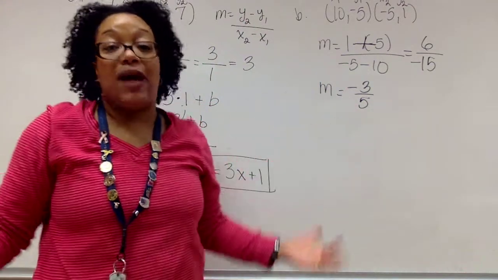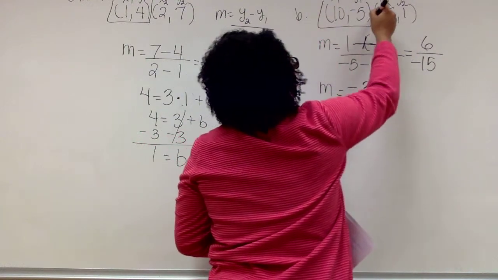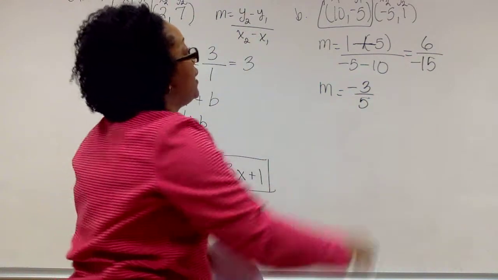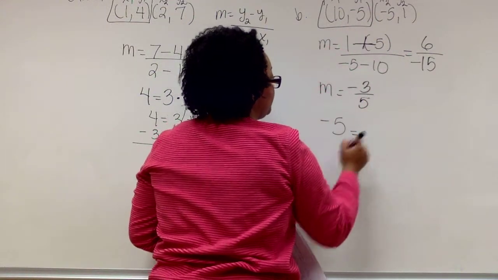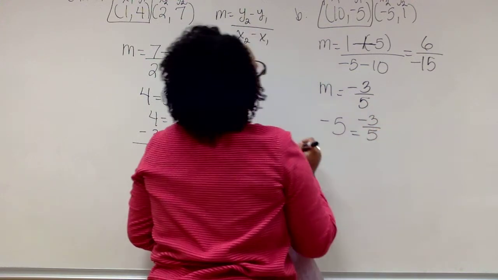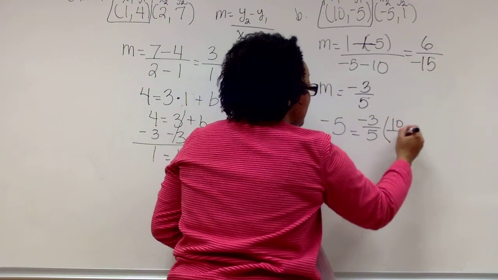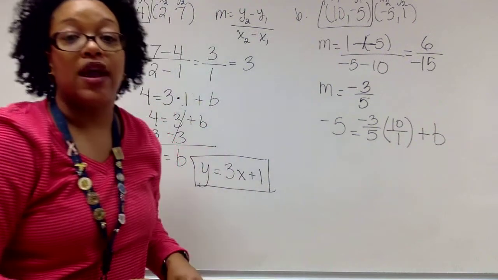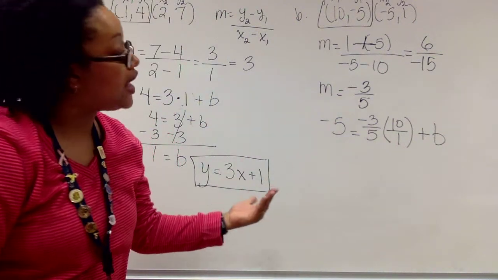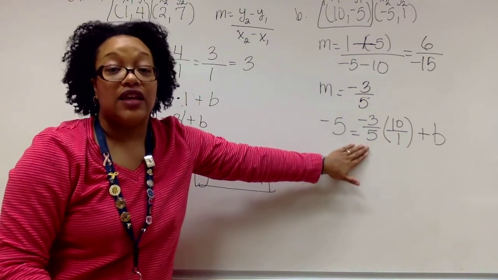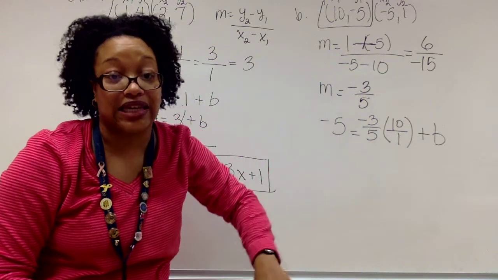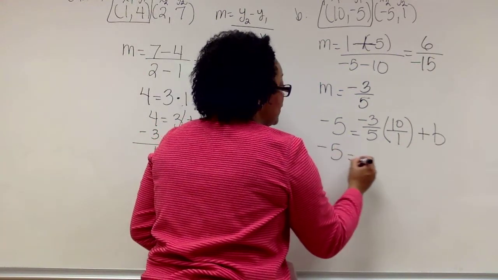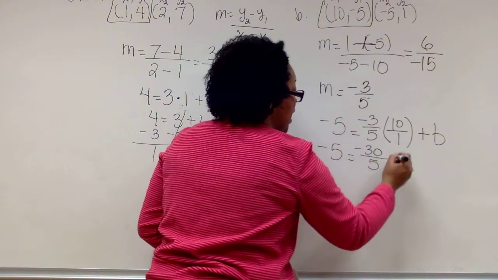Now, pick a point. I'm just going to pick the first one. Here's my first point. I'm going to let that be my x and y that goes into my equation to solve for b. My y is negative 5. My slope is negative 3/5. My x is 10, but I'm going to write it as a fraction, okay? And I'm solving for b. Now, if you don't like that fraction, you can change this. Negative 3 divided by 5 is 0.6. Go ahead, it's fine. I'm going to keep it the way it is. My negative 5 is equal to negative 30 divided by 5 plus b.